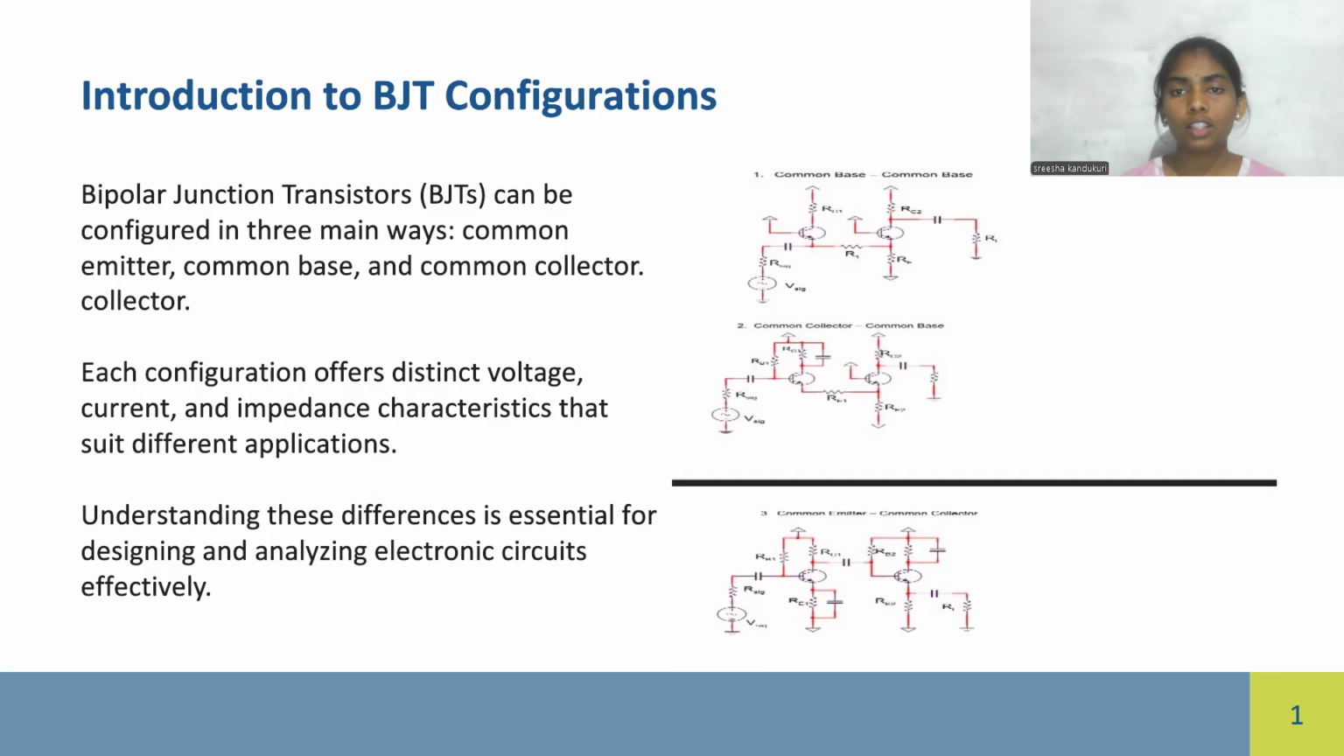We can see in the figures given. The first one is common base, the second one is common collector, and the third one is common emitter. Understanding these differences is essential for designing and analyzing electronic circuits.